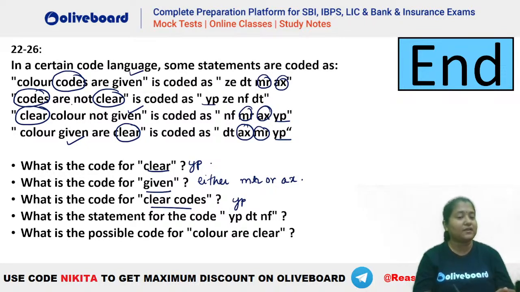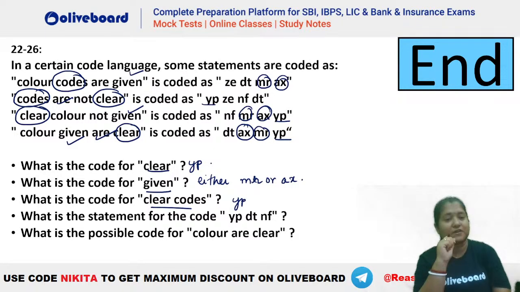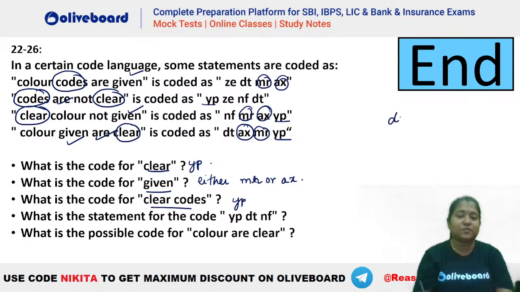Codes are not clear. If you see R is here and R is here as well. If you compare the first and second, you will see what is common. ZE is common and similarly DT is common, right? In the last one, you can see DT is there. That means DT should be for R, isn't it? DT will be for R. That means ZE will be there for codes. So it will be YPZE. Okay. I hope this is clear.